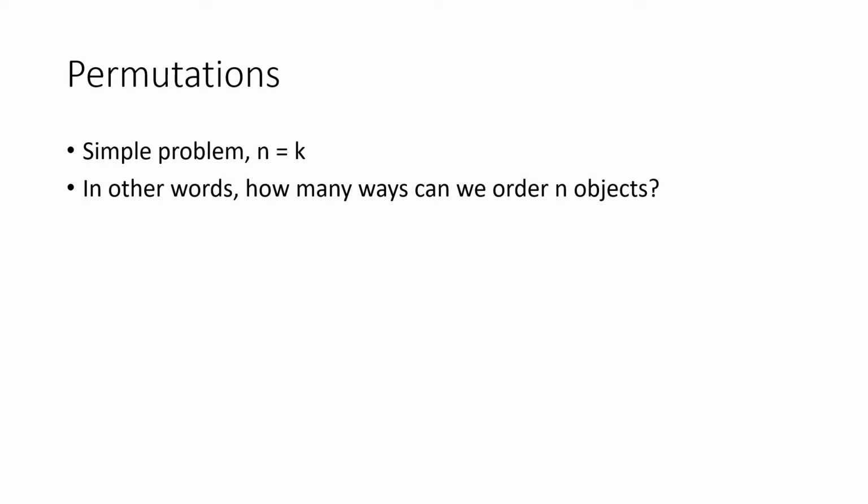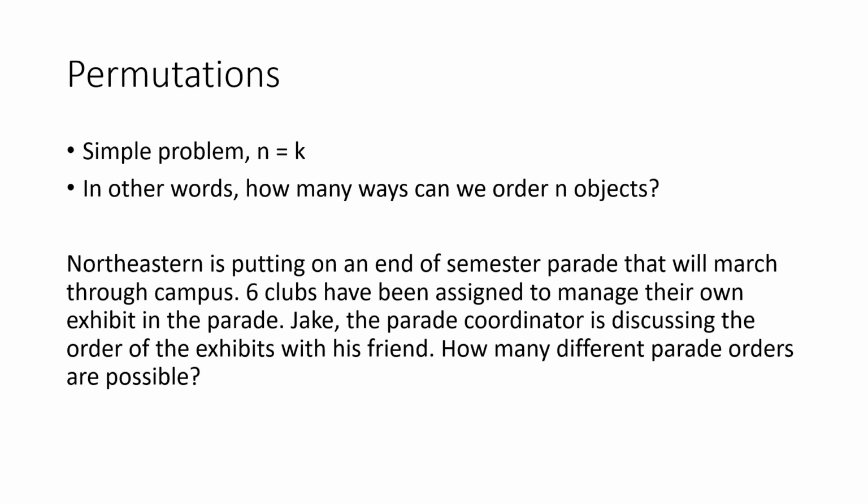To go over the concept of permutations, we're going to discuss a simple problem where n equals k. In other words, we want to know how many ways we can order n objects. And here's our guiding problem. Northeastern is putting on an end-of-semester parade that will march through campus. 6 clubs have been assigned to manage their own exhibit in the parade. Jake, the parade coordinator, is discussing the order of the exhibits with his friend. How many different parade orders are possible?